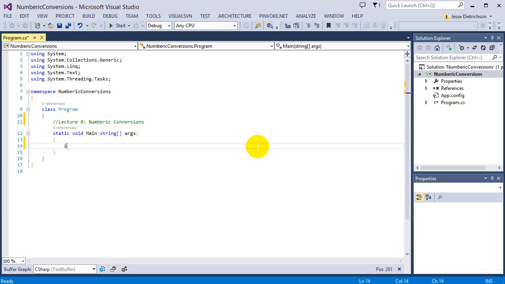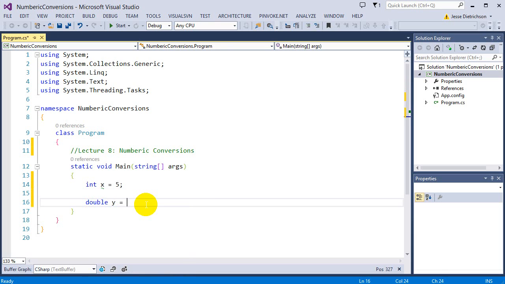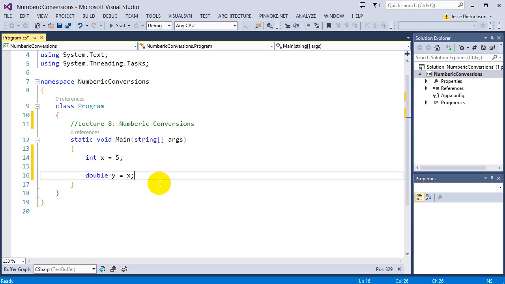For example, if I have int x equals 5, and then I create double y equals x. This is a conversion. I'm converting my integer into a double, and I didn't even know it was happening. This is implicit. It's doing it automatically, and the reason it can do it automatically is because the entirety of an integer can always fit inside of a double.